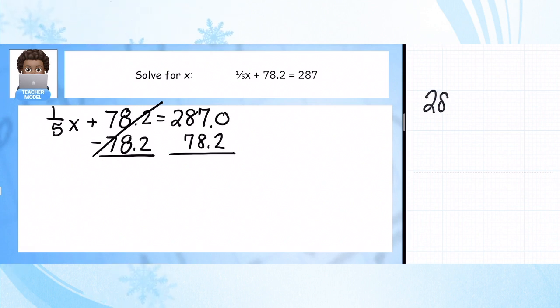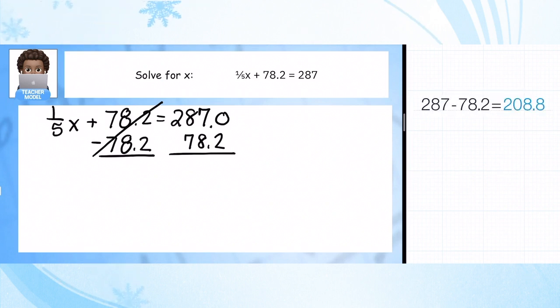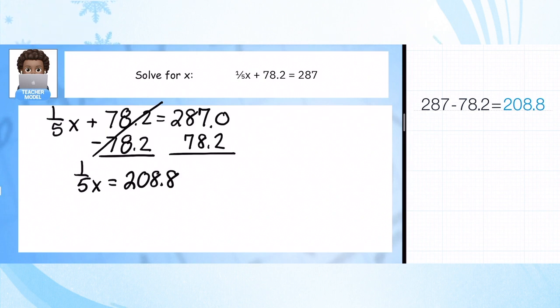I actually have my calculator here because some of the lessons have been a little long lately, so I just want to save us some time. So we have 1/5 x is equal to 208 and 8/10. Now, here's where it's going to get a little tricky. We're going to divide by 1/5, and we're going to do the same thing on the other side, divide by 1/5. So we're going to get x is equal to.